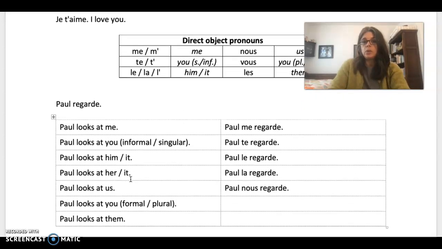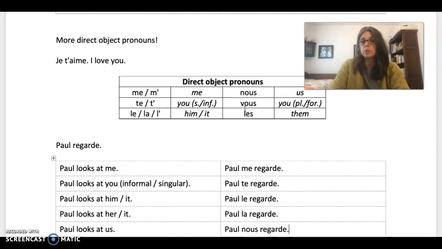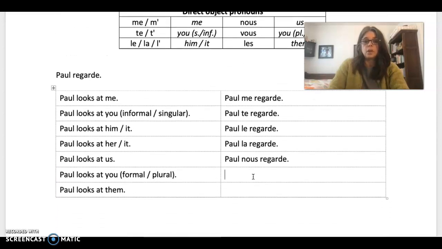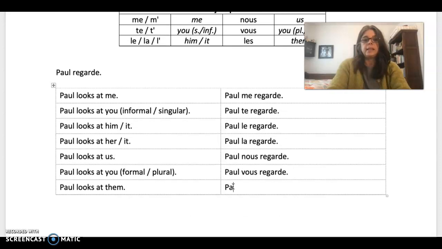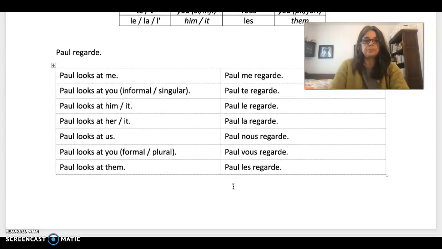Paul looks at you, the formal version, or the plural version. If it was you guys, Paul's looking at you guys. That would be vous. Paul vous regarde. And then Paul looks at them. We know this one already. That's les. That could be a thing, or I guess things, or people, right? Paul looks at them. All right.